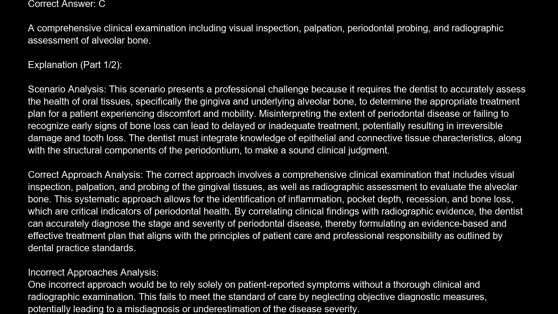Correct approach analysis. The correct approach involves a comprehensive clinical examination that includes visual inspection, palpation, and probing of the gingival tissues, as well as radiographic assessment to evaluate the alveolar bone. This systematic approach allows for the identification of inflammation, pocket depth, recession, and bone loss, which are critical indicators of periodontal health. By correlating clinical findings with radiographic evidence, the dentist can accurately diagnose the stage and severity of periodontal disease, thereby formulating an evidence-based and effective treatment plan that aligns with the principles of patient care and professional responsibility as outlined by dental practice standards.